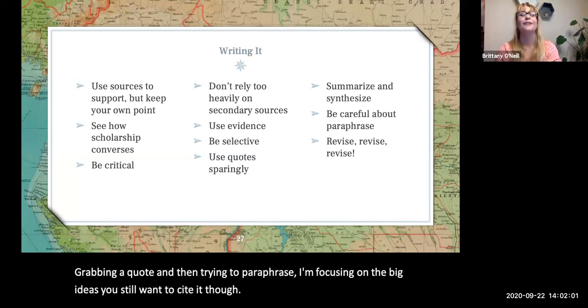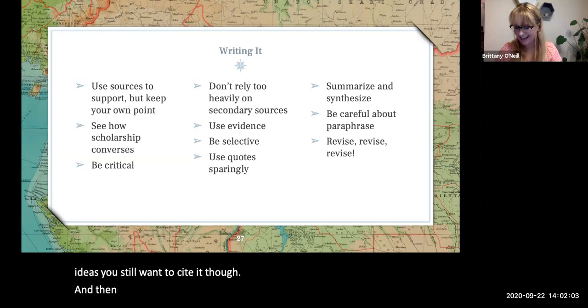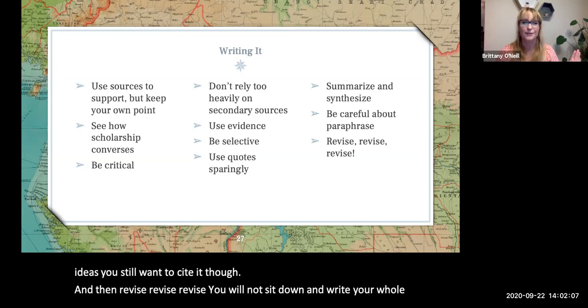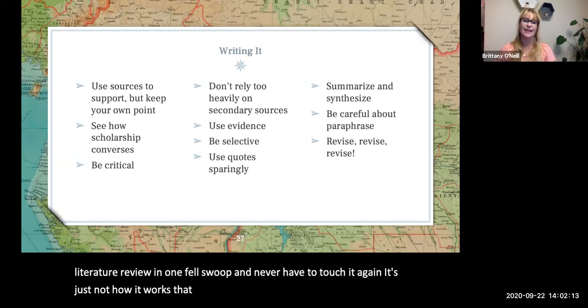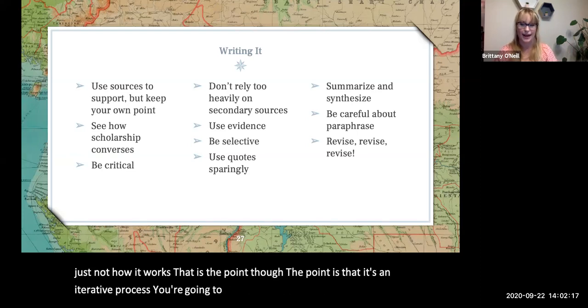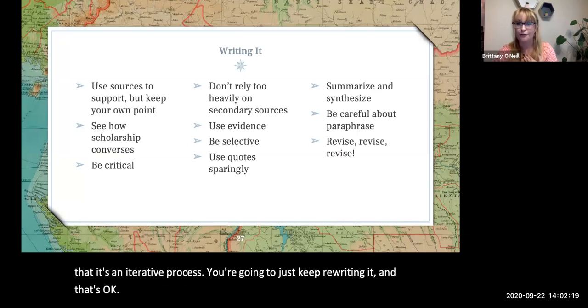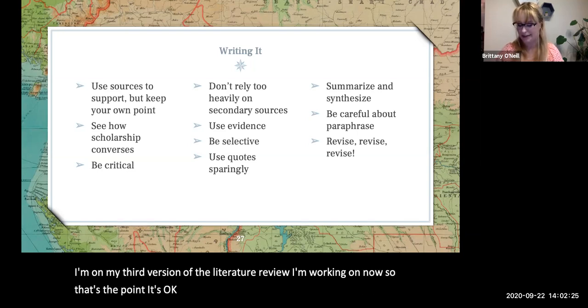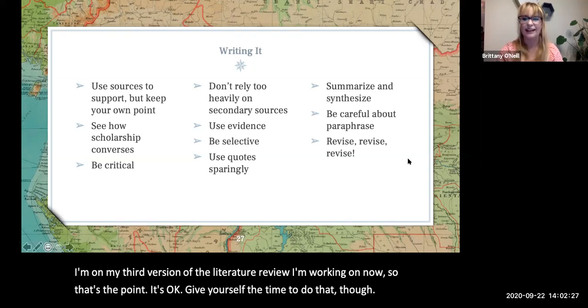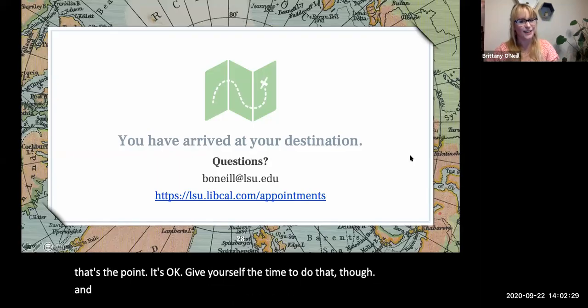And then revise, revise, revise. You will not sit down and write your whole literature review in one fell swoop and never have to touch it again. It's just not how it works. That is the point though. The point is that it's an iterative process. You're going to just keep rewriting it, and that's okay. I'm on my third version of the literature review I'm working on now. So that's the point. It's okay. Give yourself the time to do that though. And then you've arrived at your destination.